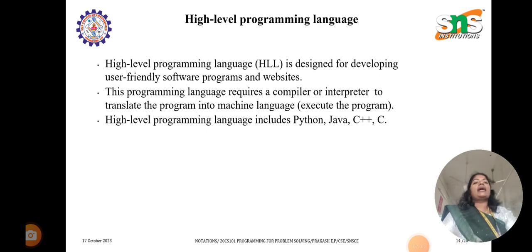Next is the high level programming language. High level programming language is designed for developing user friendly software programs and websites. This programming language requires a compiler or interpreter to translate the program into machine level language. High level programming languages include Python, Java, C, and C++.